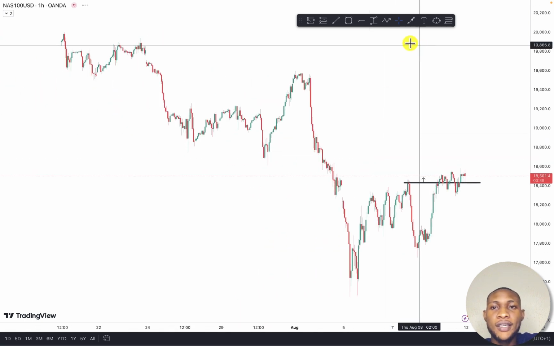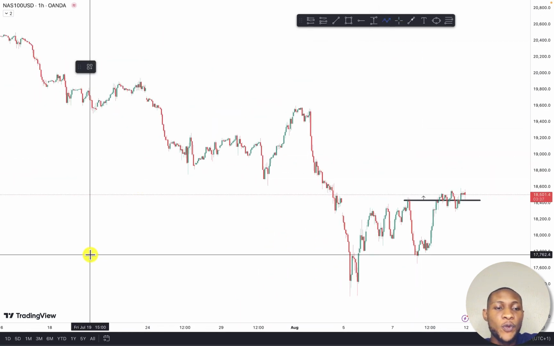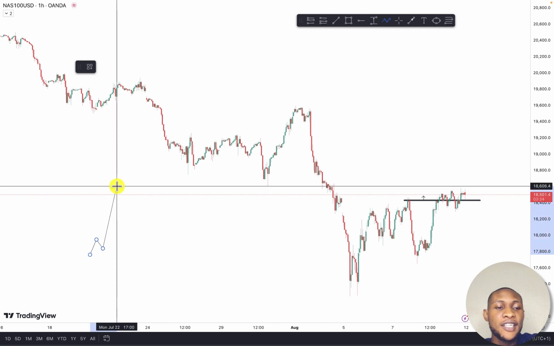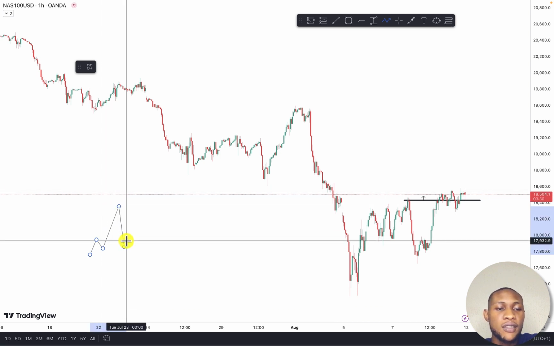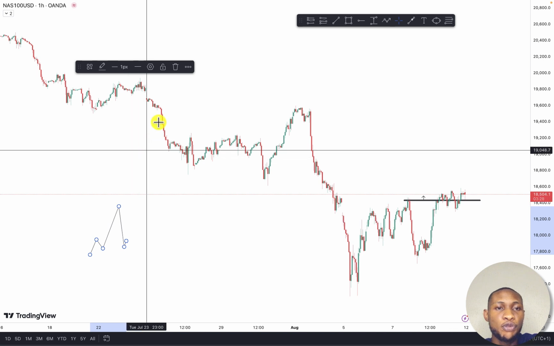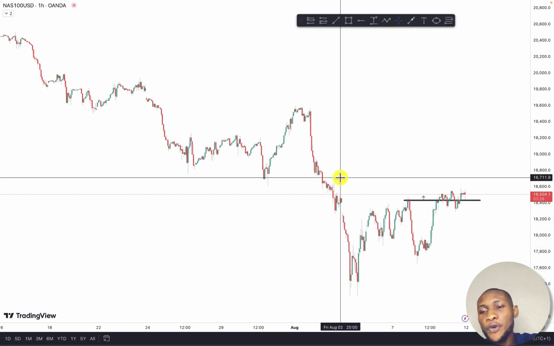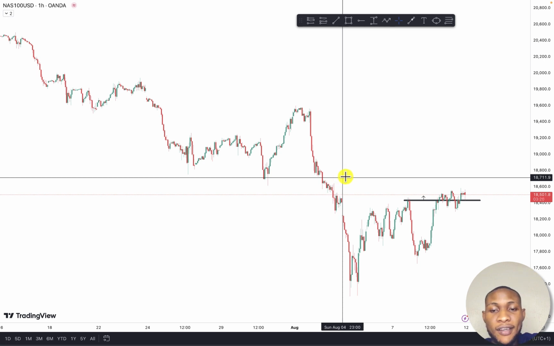Correct? Because usually the way I trade ICC is that we wait for price to give us an indication of where it wants to go, right? And then on the correction, that's where you want to take the buys to push price back up. But in this scenario, we haven't really gotten any clear indication from price telling us where it wants to go. But here's the reason why I'm taking the buys.